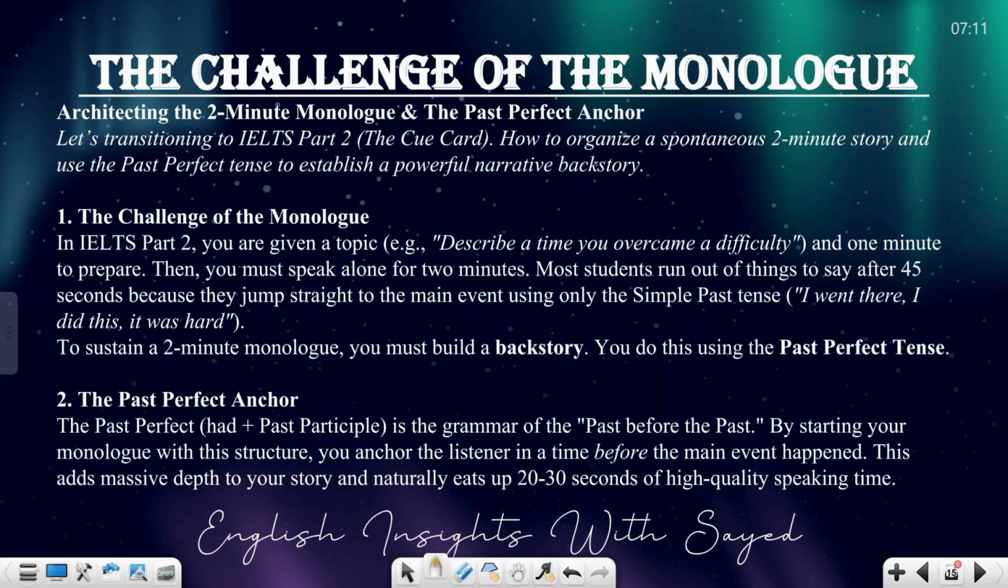The past perfect anchor, what would be the structure? So the past perfect, that is subject, had, and past participle, is the grammar of the past perfect, before the past. So you are using two structured sentences, both in the past. The latest past would be in past indefinite, and the earlier one would be in the past perfect. By starting your monologue with this structure, you anchor the listener in a time before the main event happened. This adds massive depth to your story and naturally eats up 20-30 seconds of high quality speaking time.